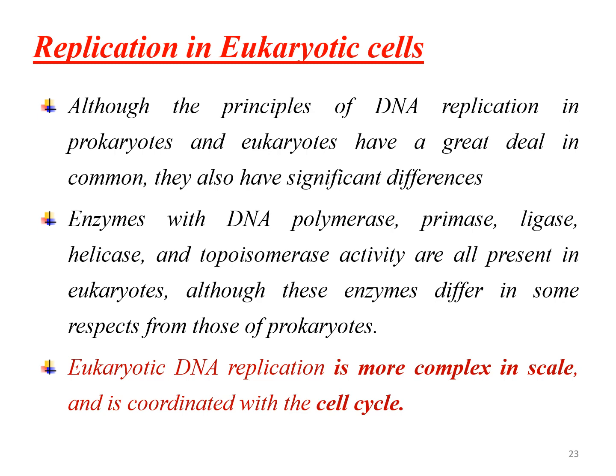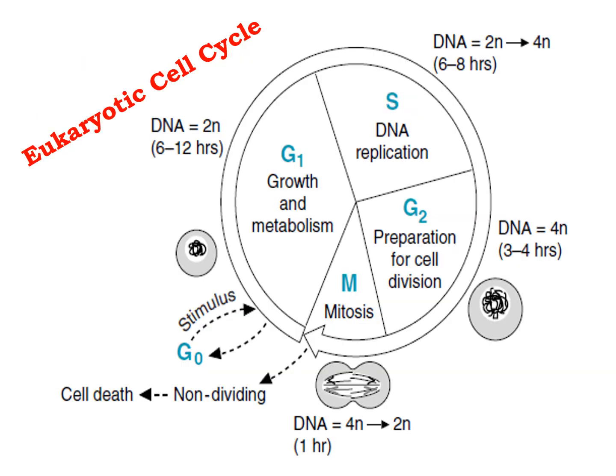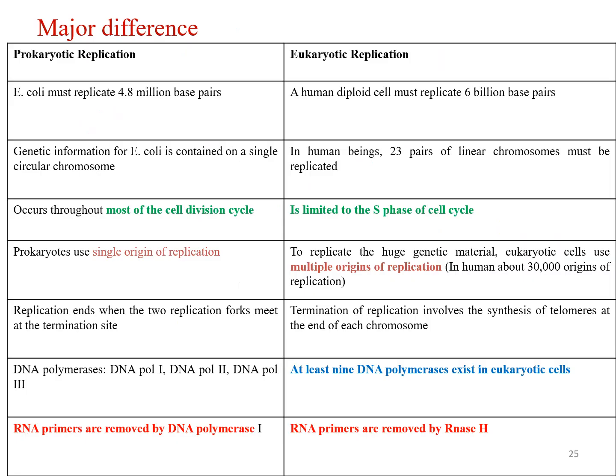Actually we have different phases in the cell cycle. The G1 phase of the cell cycle is growth and metabolism. The S phase is where DNA replication takes place in the eukaryotic cell cycle. The G2 phase is a preparation for cell division, and the M, or mitosis, phase is where cell division takes place to produce the daughter chromosomes. But eukaryotic DNA replication takes place in the S phase of the cell cycle.